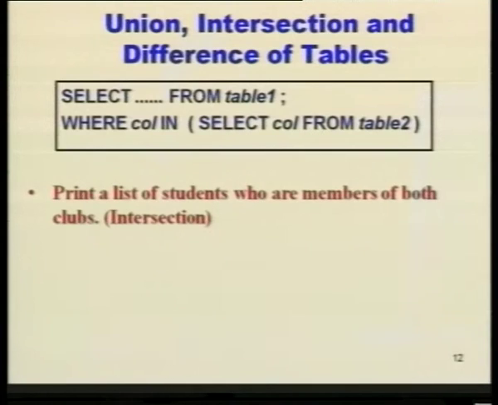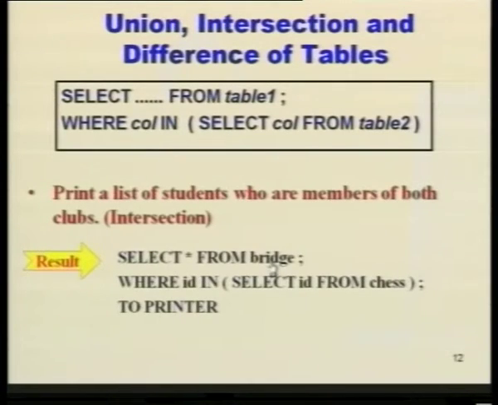So, here, print a list of students who are members of both clubs. So, we are looking at an intersection. This is the intersection operation. So, select star from bridge, you select all the members from bridge who are members of both clubs. So, print a list of students. Here you are using the intersection operator where we are selecting the ID from the class and you are printing it.